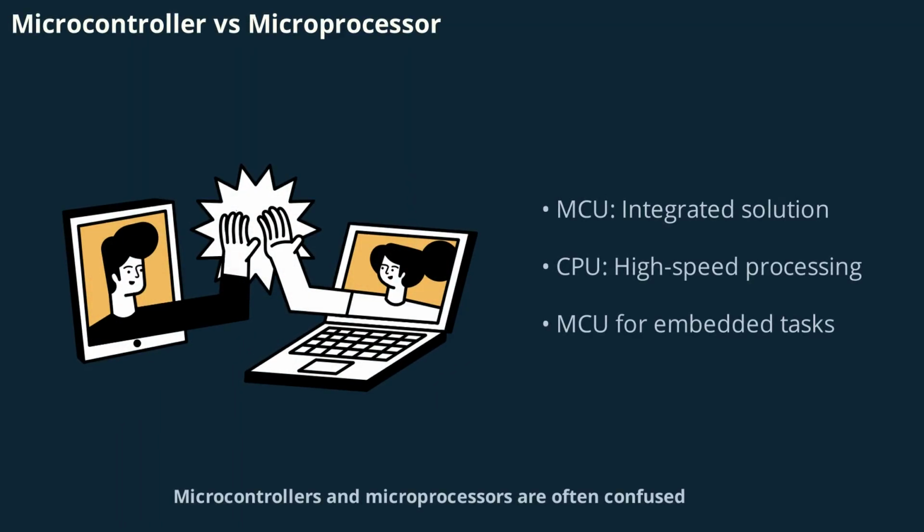Microcontrollers and microprocessors are often confused, but they serve distinct roles in electronics. A microcontroller (MCU) is an all-in-one chip with CPU, memory, and input-output ports designed for specific control tasks. In contrast, a microprocessor (CPU) focuses on high-speed data processing and relies on external components for memory and I/O. MCUs are ideal for embedded applications like appliances and sensors, while CPUs power computers and complex systems. Understanding their differences helps you choose the right component for your project.